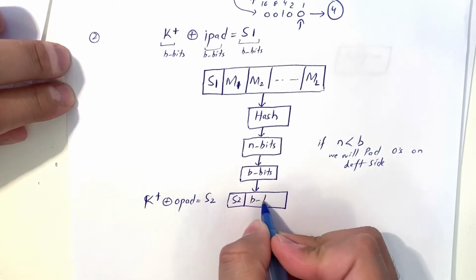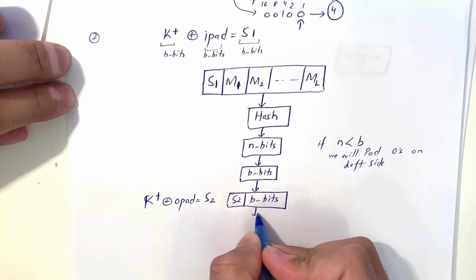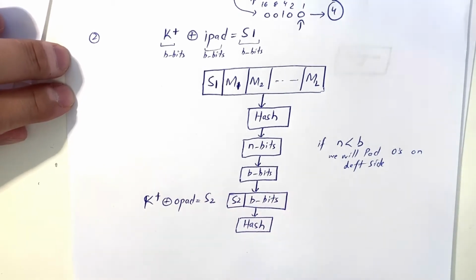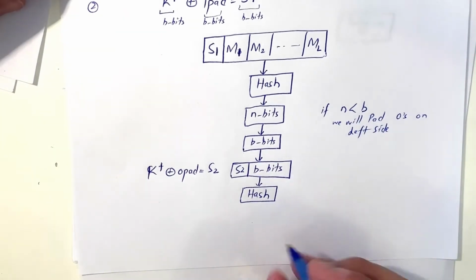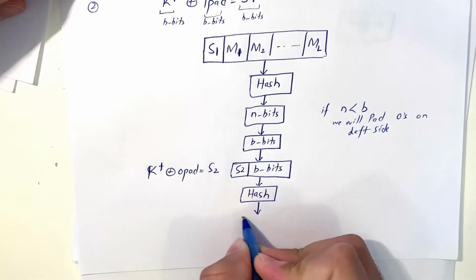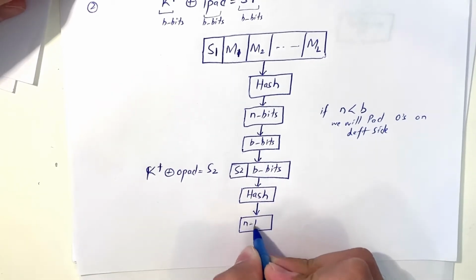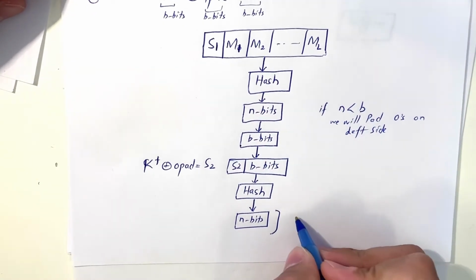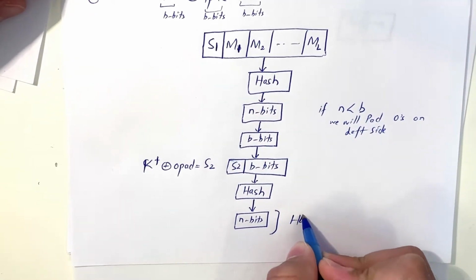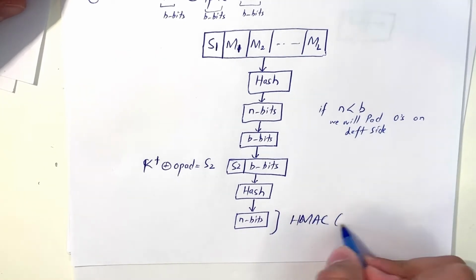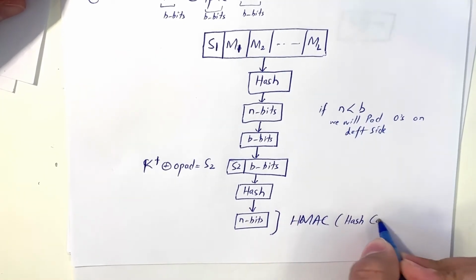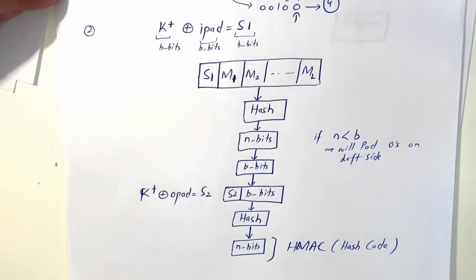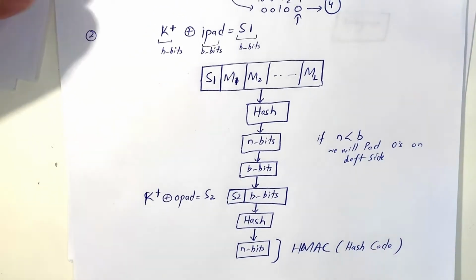Now we will pad or append this S2 with this b bits, and then calculate the hash again. So HMAC involves mainly two hash operations. The result is going to be n bits again, just like if you calculate the hash, n bits, and this n bit is basically your HMAC hash code. So this is basically what the HMAC is, and that's the process of calculating the HMAC.